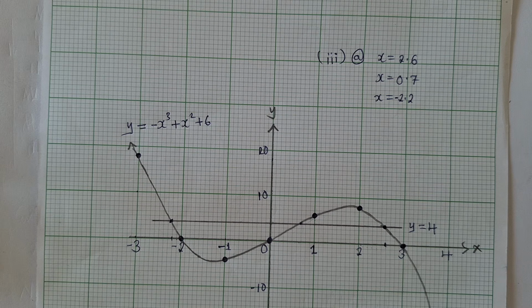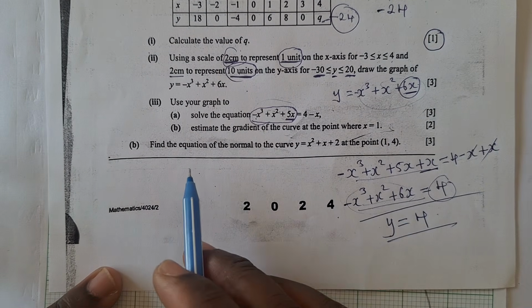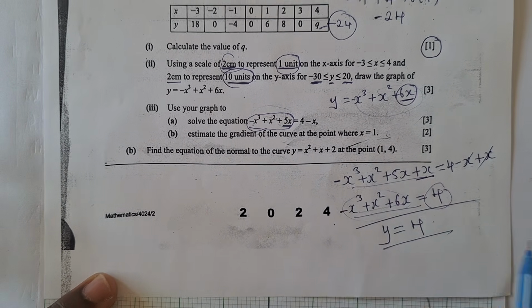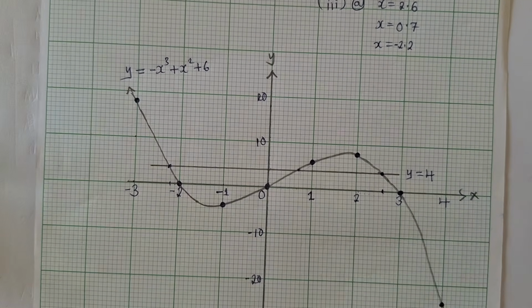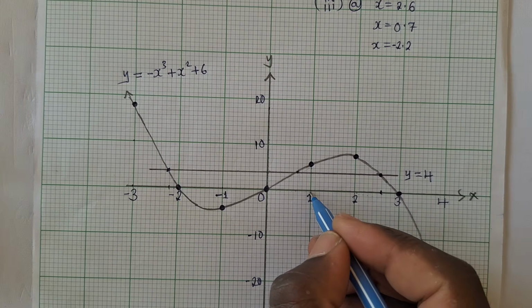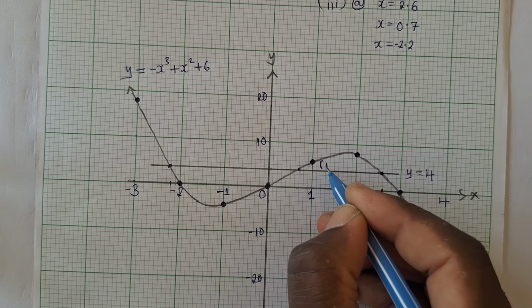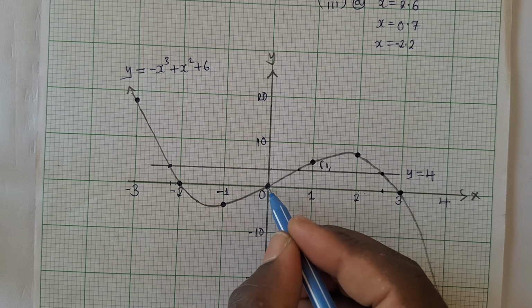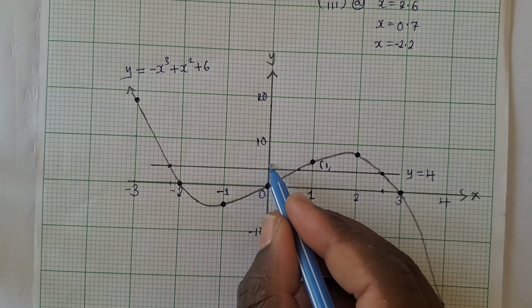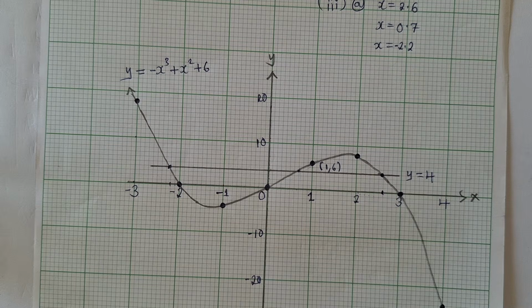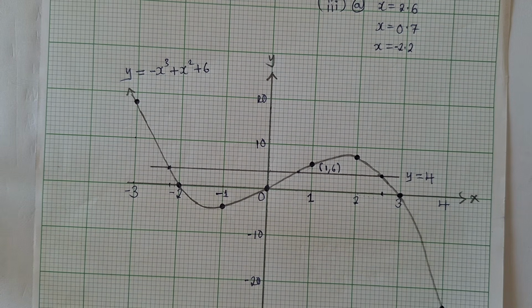Now they're saying, estimate the gradient. Look at this. Estimate the gradient of the curve at the point where x is equal to 1. Where is that point? It's right here. x is equal to 1. It's this point. So this is 1, comma, let me count, 1, 2, 3, 4, 5, 6. 1, 6. If I'm not mistaken, that's 1, 6. So just check nicely.